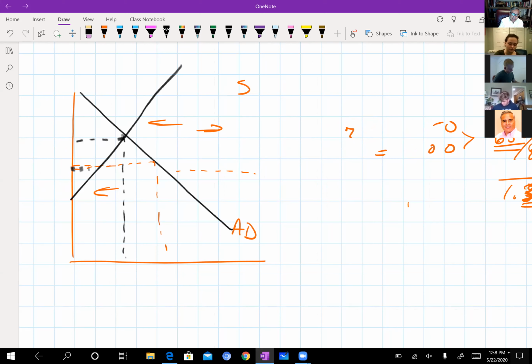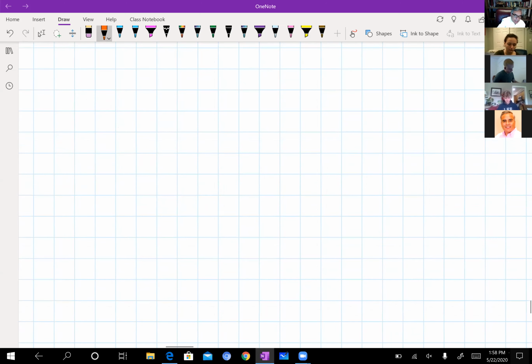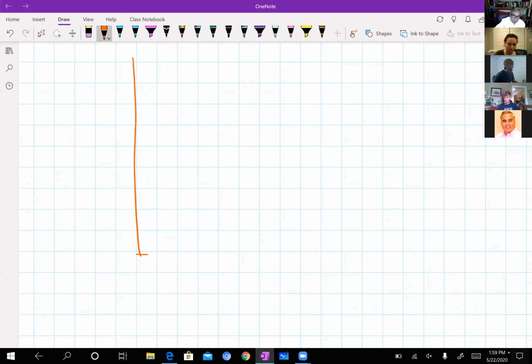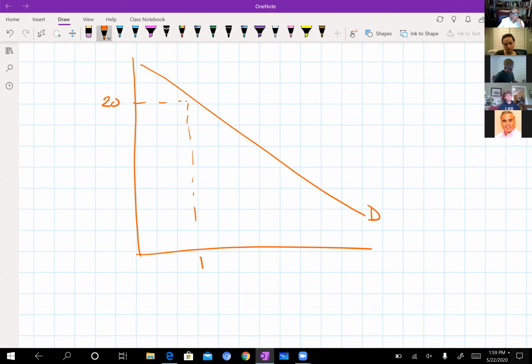And again, let me use the same example. Let me create the same graph again. This is the demand that a monopoly has. If they want to charge $20, they can only sell 1 unit. But if they lower the price to 15, they can probably sell 2 units. And if they drop it to 10, they're probably going to sell 3 units.